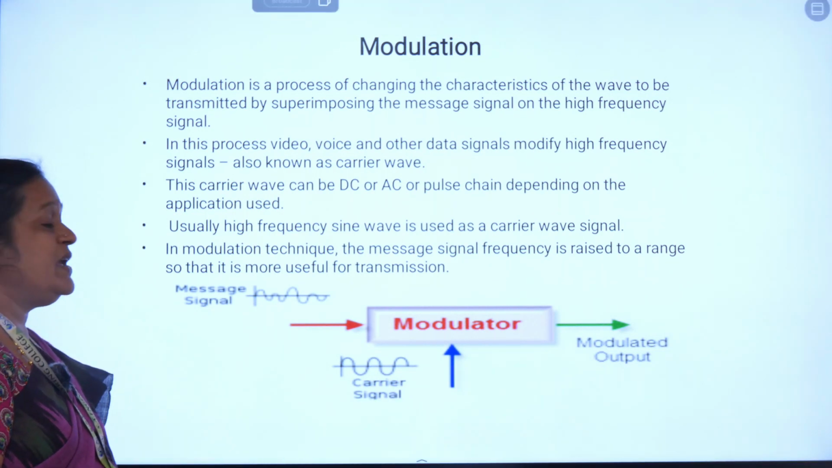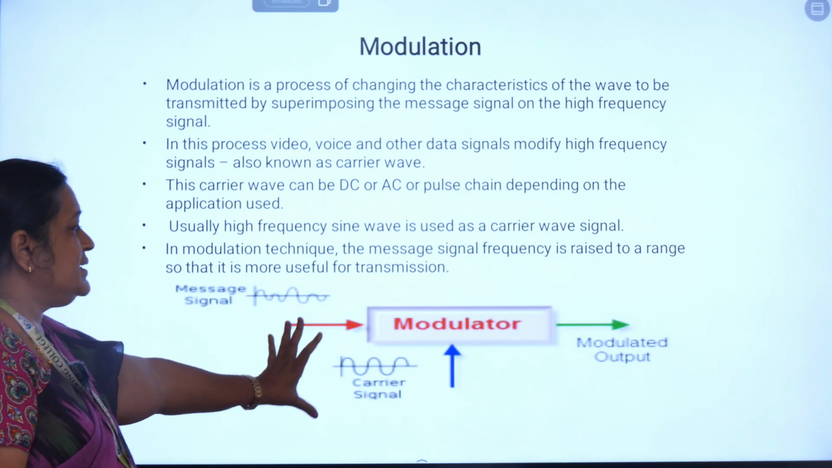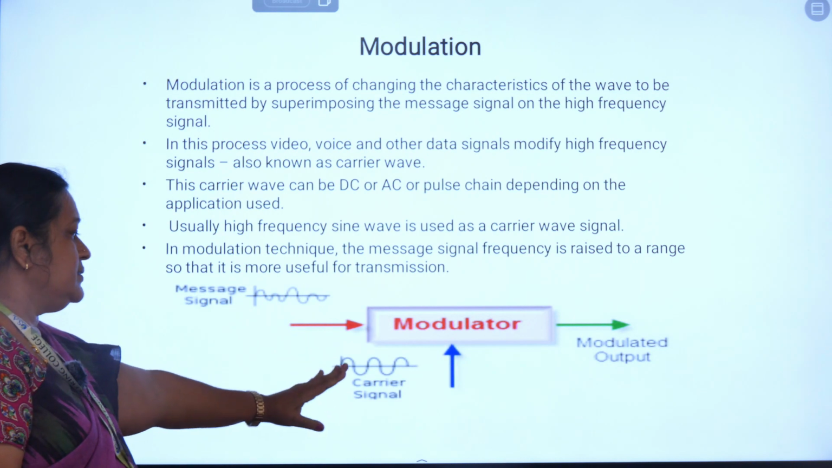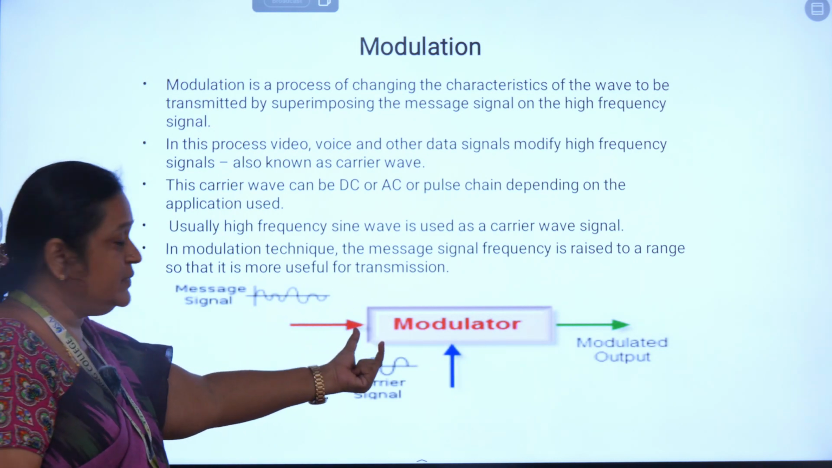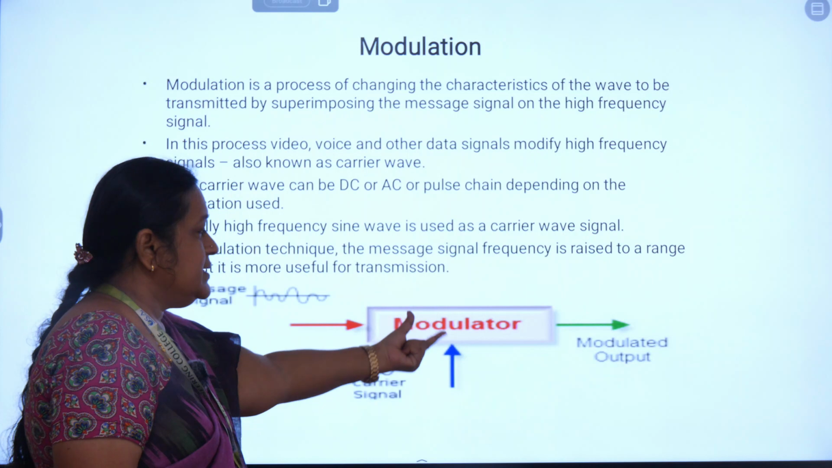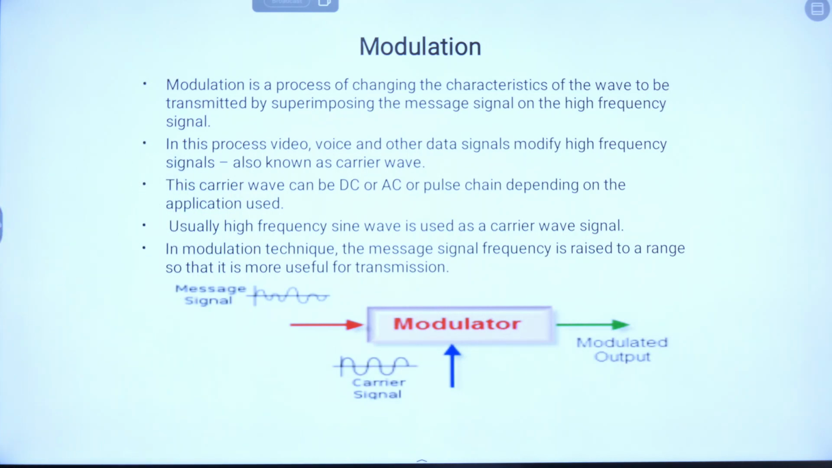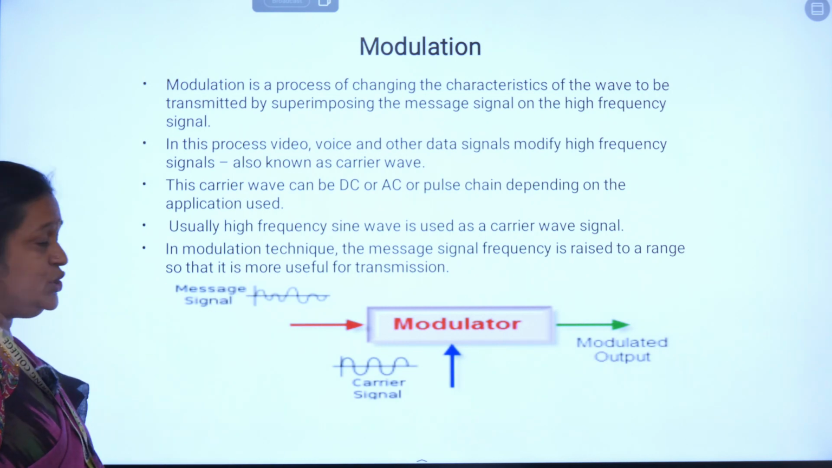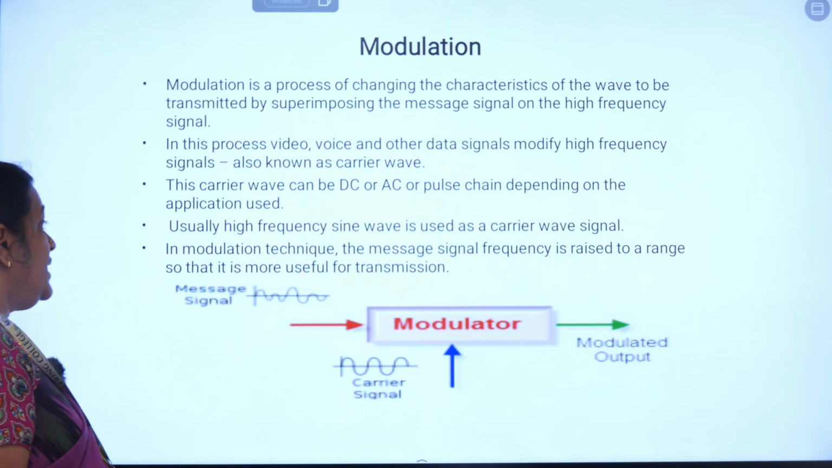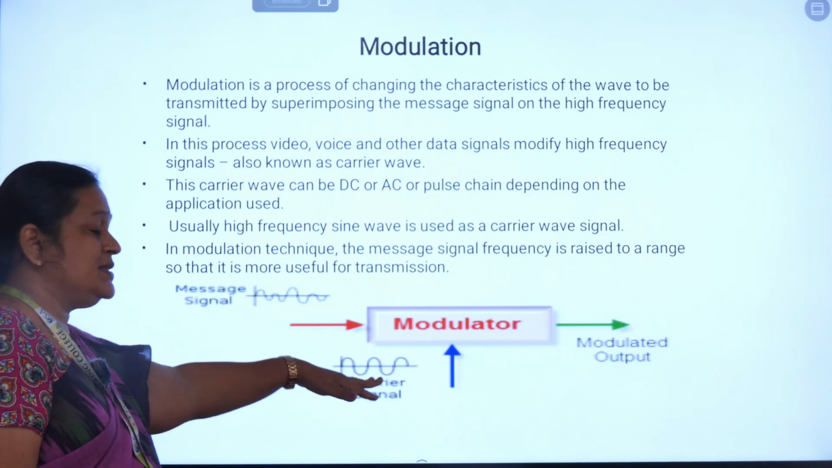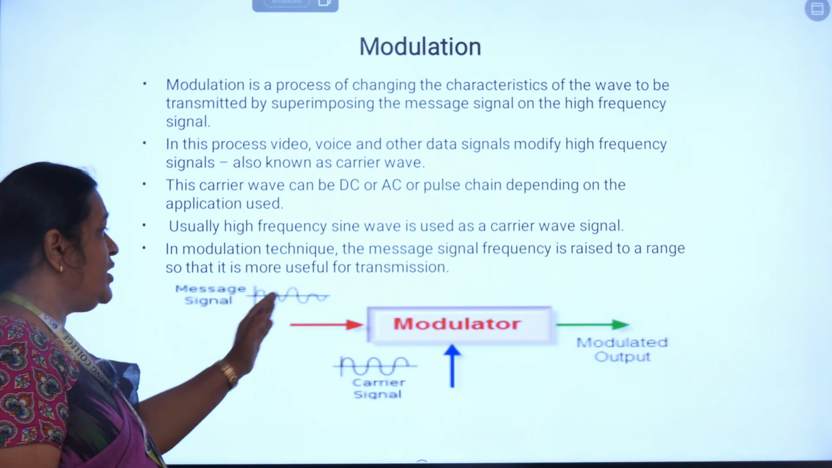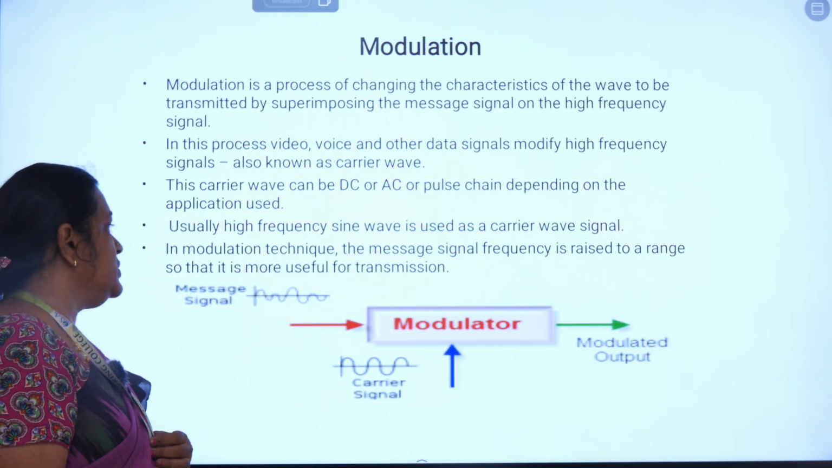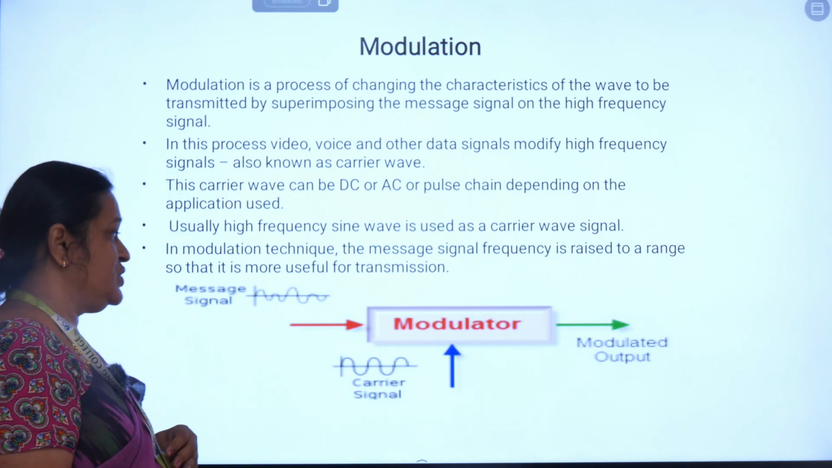That carrier signal should be high frequency. Both signals are then transmitted through the channel. The two signals are combined in a piece of equipment called a modulator. The carrier wave can be DC or AC or a pulse chain depending on the application. Usually a high frequency sine wave is used as the carrier signal. So in the modulation technique, the message signal frequency is raised to a range that is more useful for transmission.